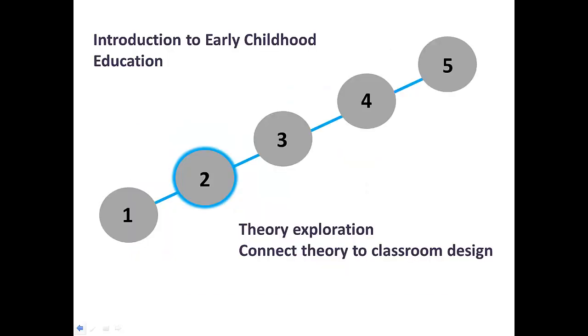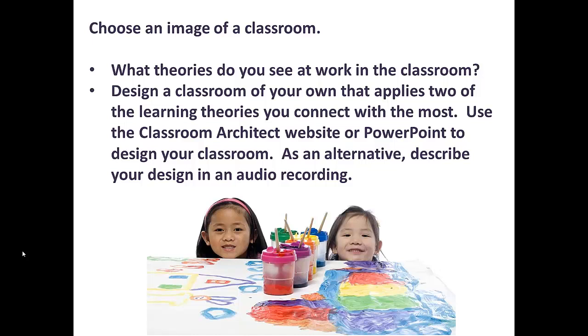In week 2, we had a focus on theory exploration and connecting theory to classroom design. To address this, students get to choose an image of a classroom, and then they talk about what theories they see at work in the classroom. Each classroom image has very descriptive text for those with visual impairment.